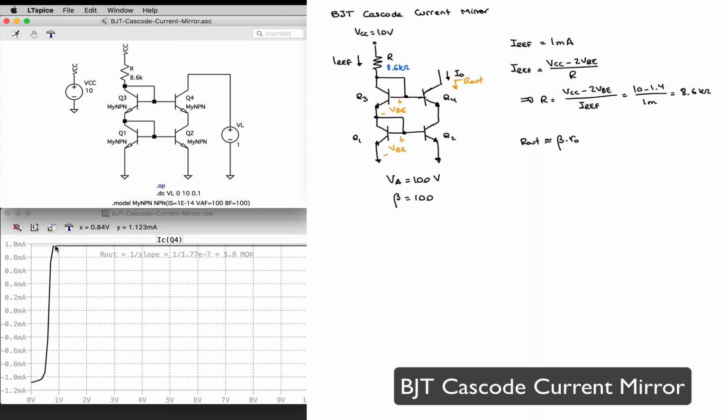So overall, if what you're looking for is a current source with a high output resistance, the Cascode or the Wilson, but the Cascode will be slightly higher, will be good choices.